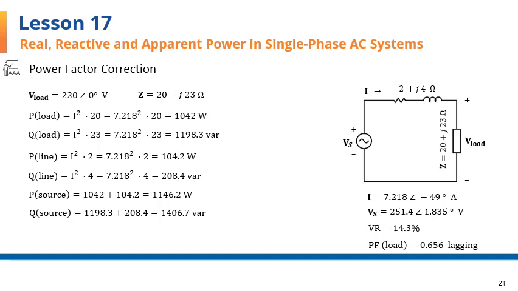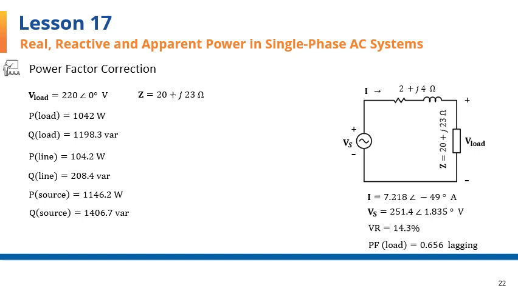Let me just summarize the results that we found so far. Here they are, all of the powers that were calculated, and the current, source voltage, voltage regulation, and power factor. A good way to visualize the relationship between real, reactive, and apparent power is the use of something called a power triangle that is constructed on a perpendicular set of power axes shown on the next page.